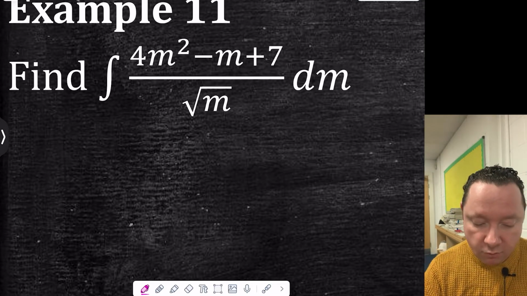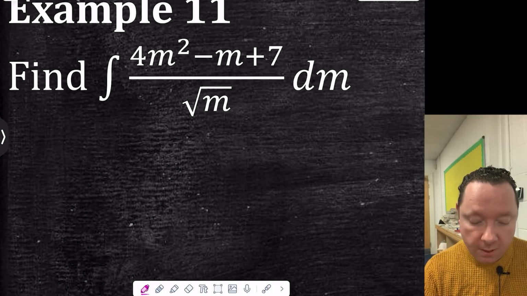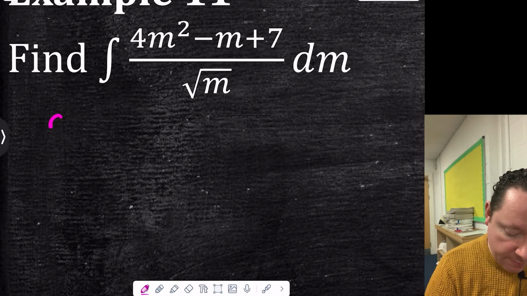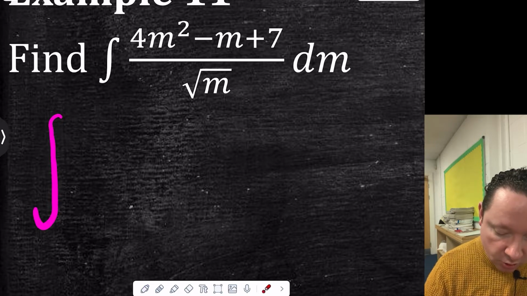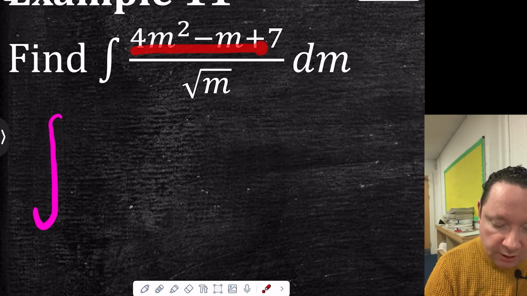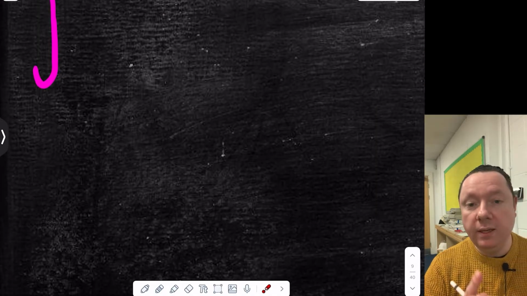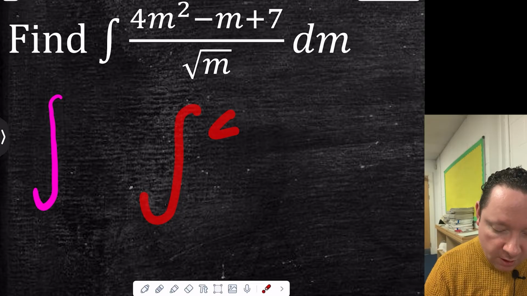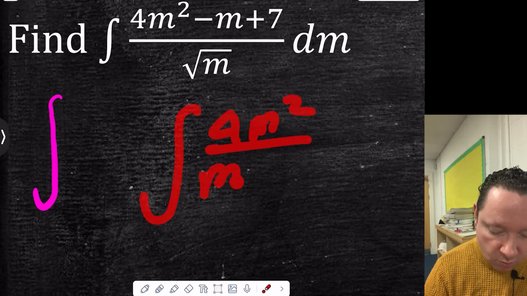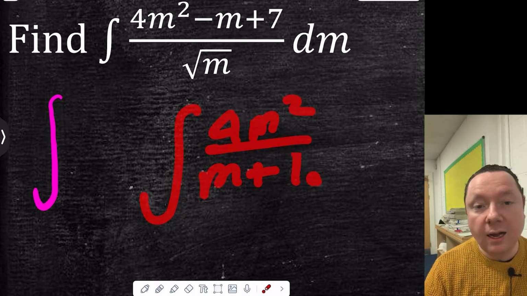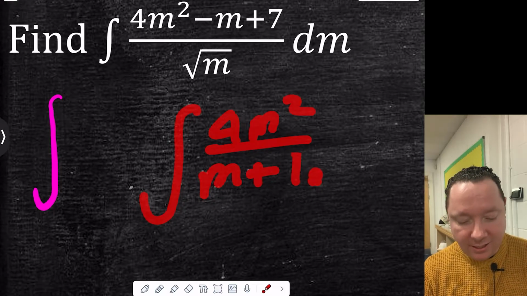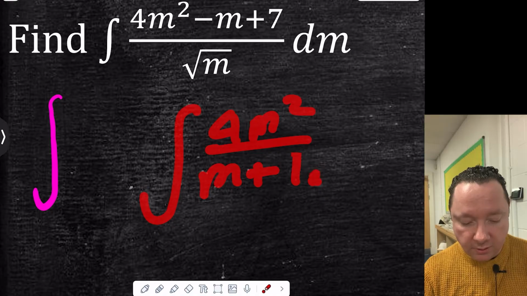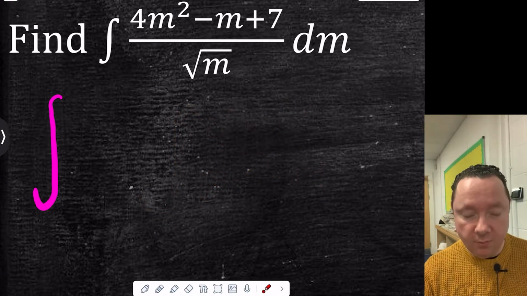Integrate this. So we've got integral of 4m squared minus m plus 7 over the root of m dm. So we can separate that into separate fractions, which you can do if you've got a bunch of terms on the top divided by a fraction. Do not be tempted to do it if it says something like the integral of 4m squared over m plus 1. It won't say that, don't worry. But if it did, you can't say that's 4m squared over m and 4m squared over 1. That's not true. It's only when you're doing it with a single term on the bottom.